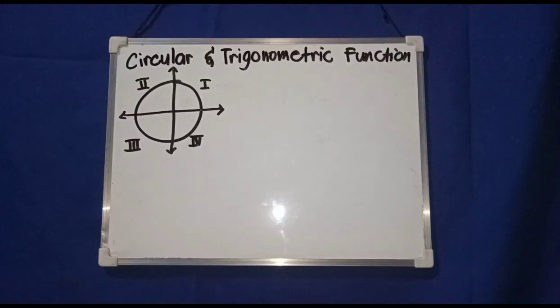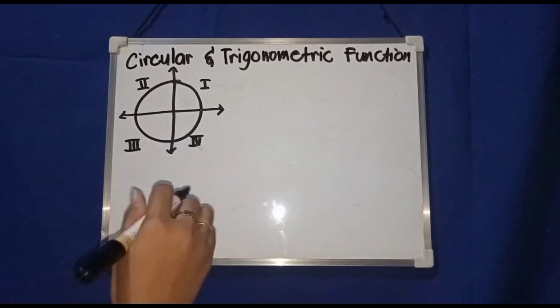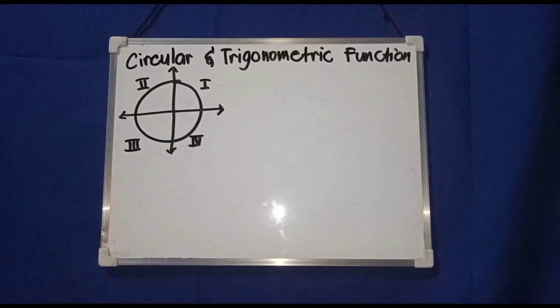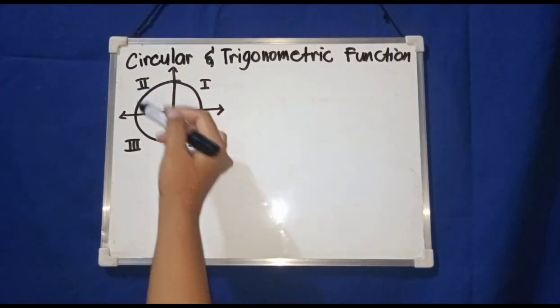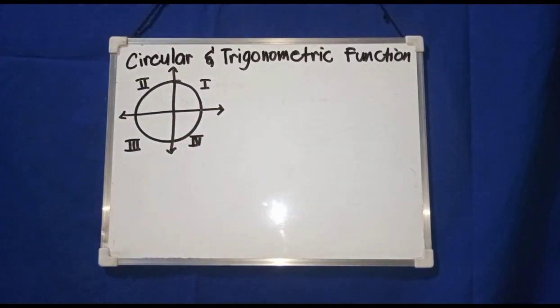Good day, everyone. Today we are going to discuss the circular and trigonometric functions. So, for those who did not remember, our circle has the four quadrants. Here is quadrant 1, quadrant 2, quadrant 3, and quadrant 4.